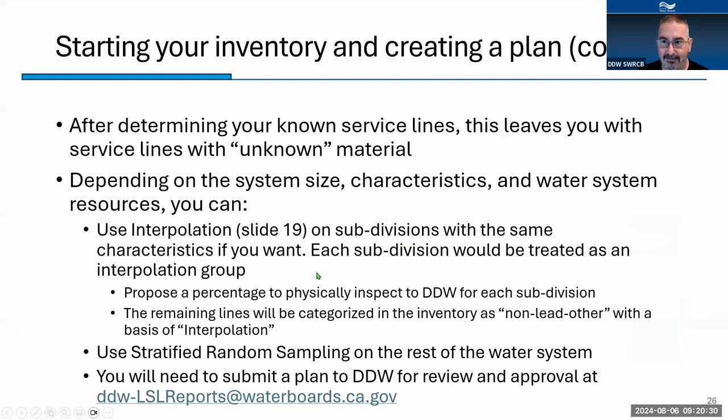So you can present and tell us what the characteristics are of that tract, and the percentage that you feel would be appropriate for doing physical verifications on this that would represent the entire tract. And then the rest of it, you would use stratified random sampling. So this is something new. And again, you need to submit a plan to us for review and approval before you get going on this.